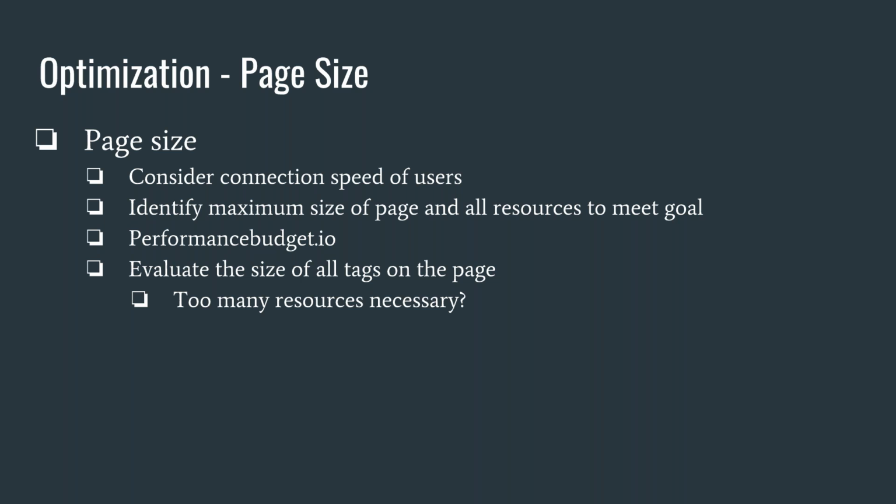Thinking about that, again, we can then look at the tags that are loading on the site, evaluate the size of all the different tags on those pages, and then on each of those pages, just think, are there too many resources being loaded? Do I need all these different platforms for this type of experience? Or on my website, can I maybe use a different vendor that's not using the same number of resources from the browser or from the connection bandwidth perspective?